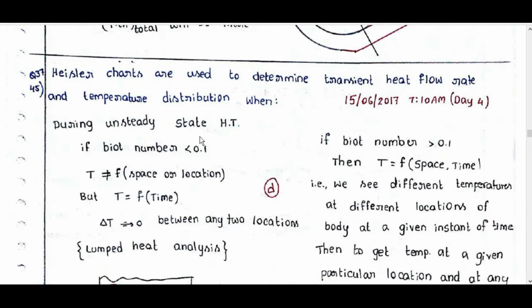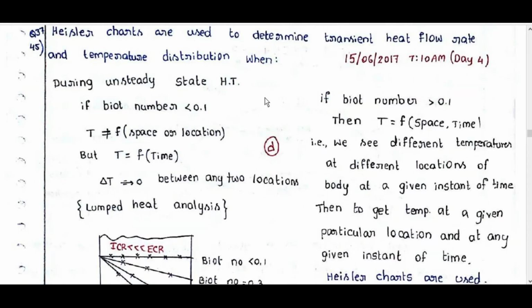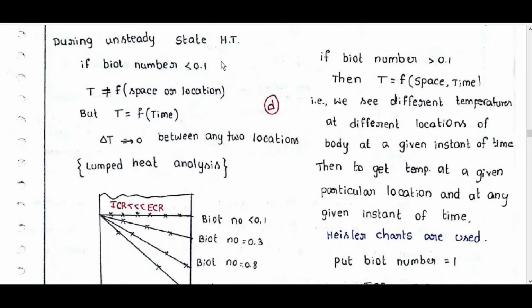Heisler charts are used to determine transient heat flow rate and temperature distribution during unsteady heat transfer. If Biot number is less than 0.1, T is not a function of space or location, but T is a function of time. Delta T tends to 0 between any two locations. In this case, we use lumped heat capacity analysis.